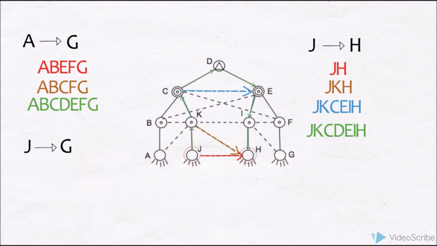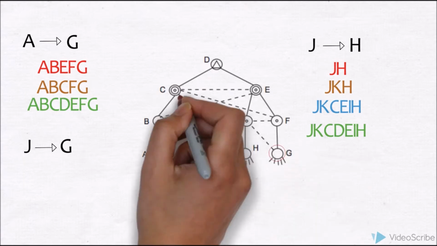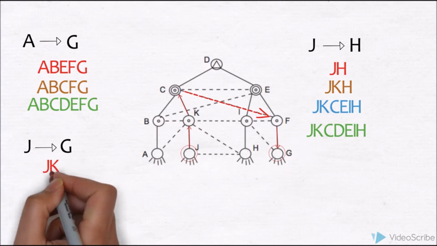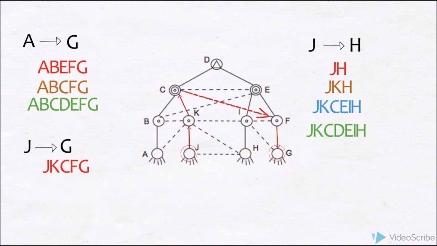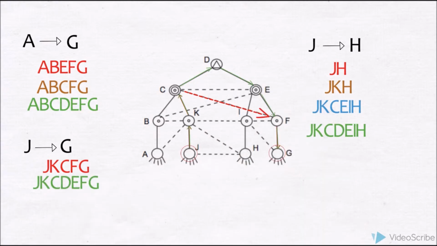The next one, J to G. This one is not as easy as the previous one, but don't worry, it's not difficult at all. We only have the chance of one single path using a high usage trunk. That is the path J, K, C, F, G. And the obvious path, the one made of final trunks, which is J, K, C, D, E, F, G.